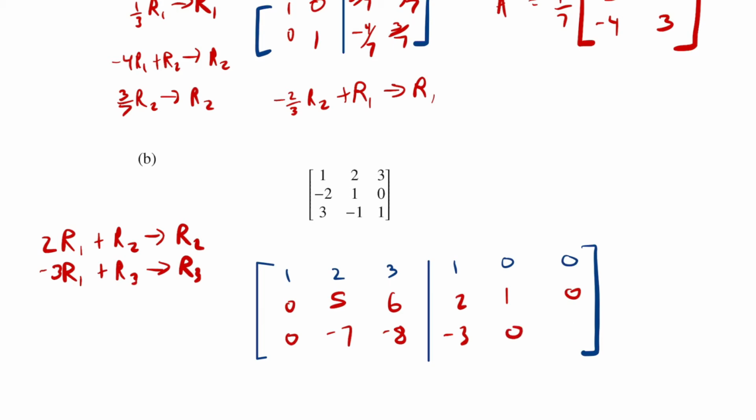All right, next step is to make this a 1. So it's going to start getting messy because of the fraction. So let's multiply 1/5 times row 2. That equals row 2. So this becomes a 1, 6 over 5, 2 over 5, 1 over 5, and 0.